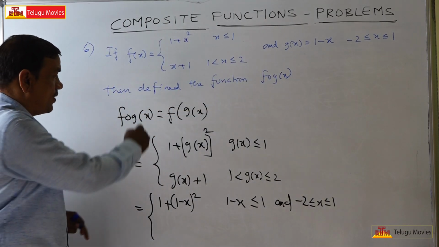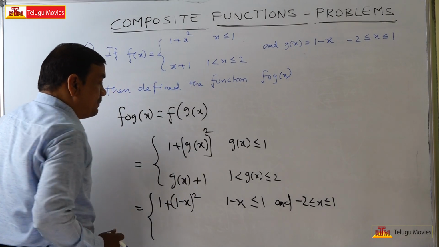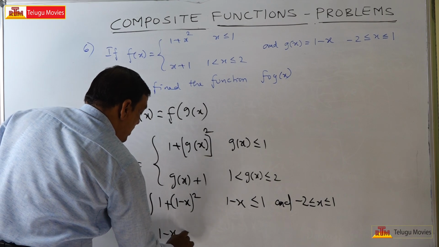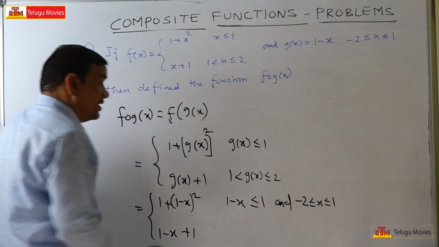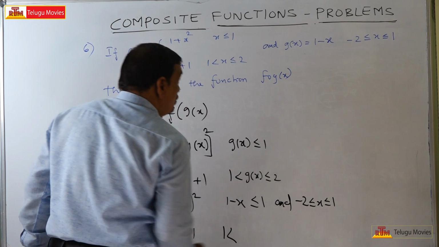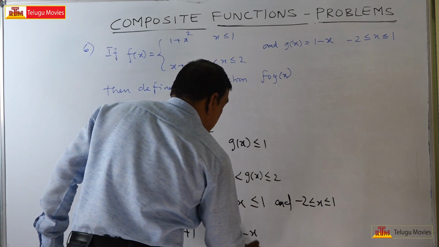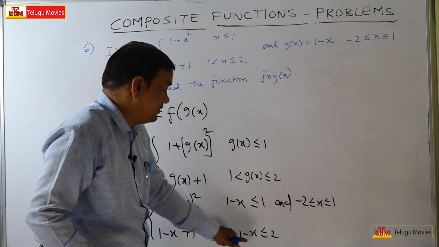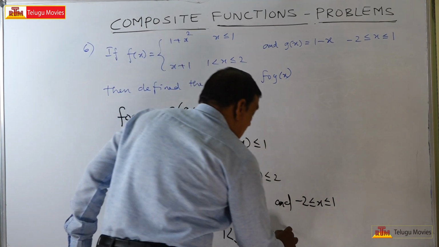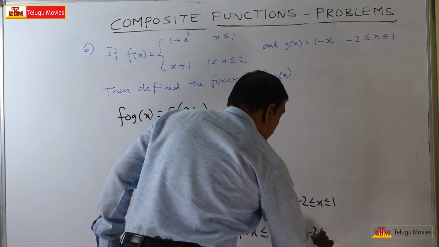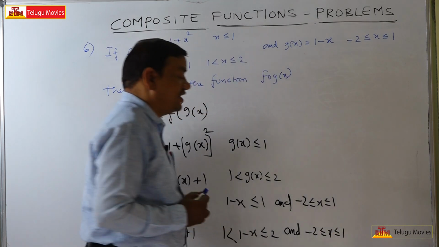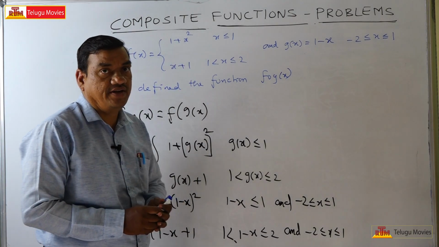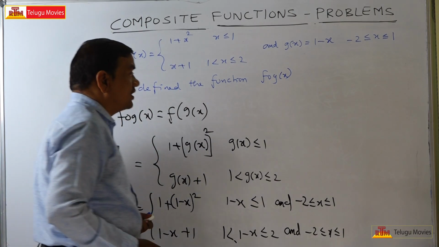Understand? Now second part. g of x plus 1. g of x plus 1 means g of x means how much? 1 minus x plus 1. This is 1 less than g of x, means 1 minus x less than or equal to 2 for second one. And the domain -2 less than or equal to x less than or equal to 1. The domain of g of x also you have to take. Okay? Right. So we will conclude this.